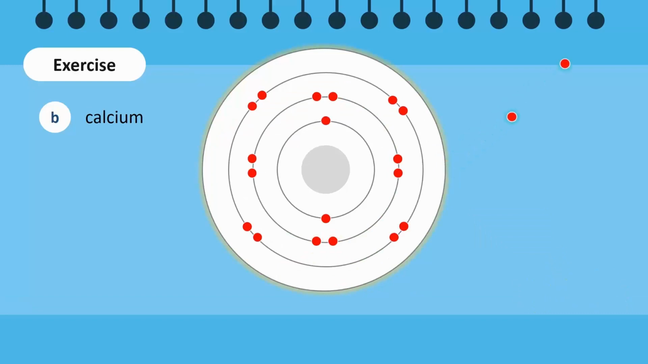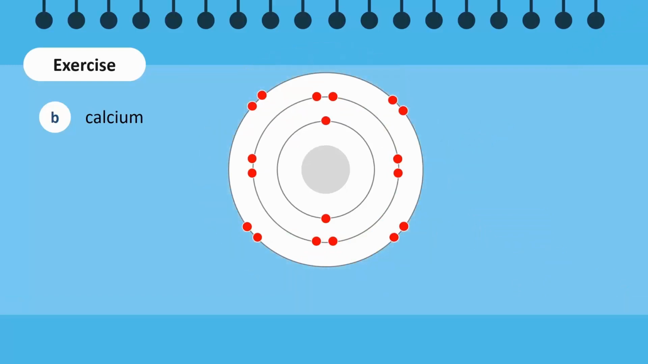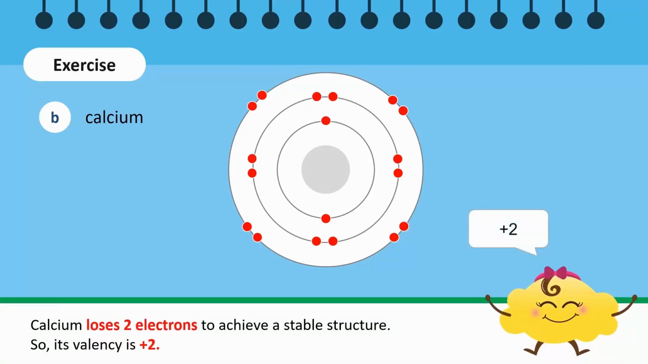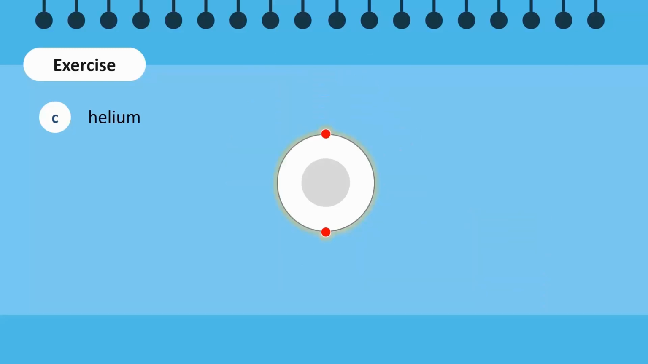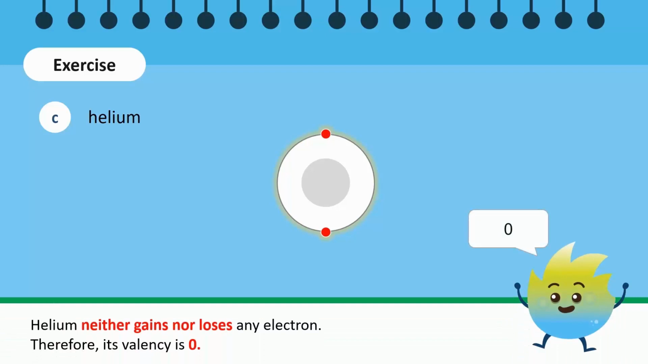Calcium loses 2 electrons in its outermost shell to achieve a stable structure, so its valency is +2. Helium already has a complete outermost shell with 2 electrons. It neither gains nor loses any electron. Therefore, its valency is 0.